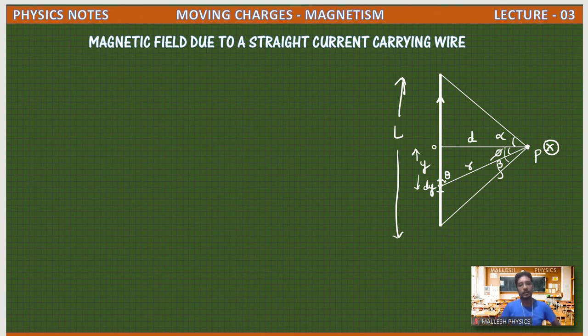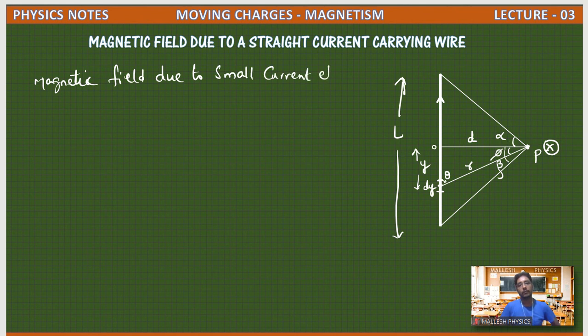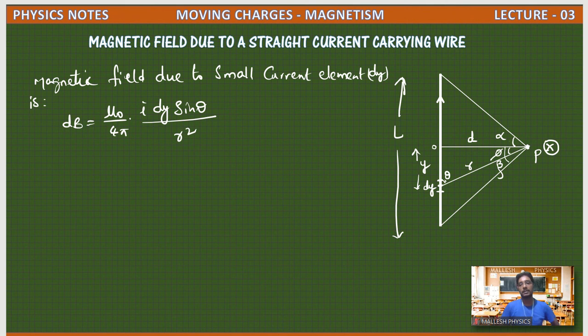First I will write the small magnetic field due to the small current element. From the Biot-Savart law, dB is equal to mu naught by 4 pi into I into dl, where dl means the small length dy, sin theta by r square.